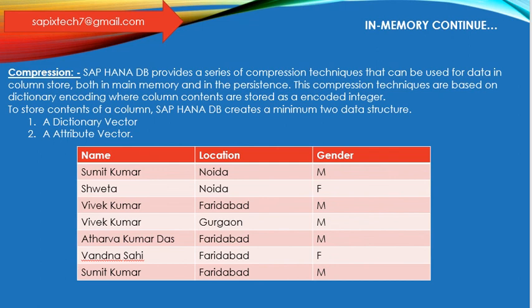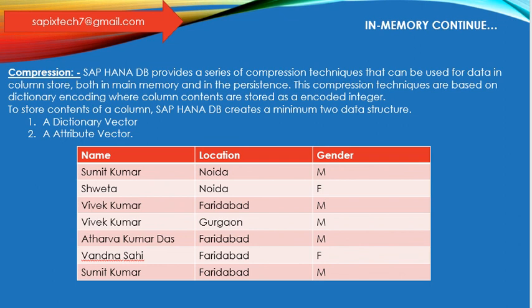For compression purposes, I have created hypothetical data, and I'll show you how name, location, and gender get compressed, what the techniques are, what a dictionary vector is, and what attribute vectors are, which HANA DB actually creates when compression or storage comes into the picture. As I mentioned, HANA DB provides a series of compression techniques that can be used on data in a column store, both in main memory and in persistent storage. It means in a database, like a physical medium.